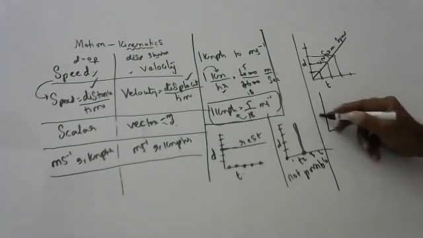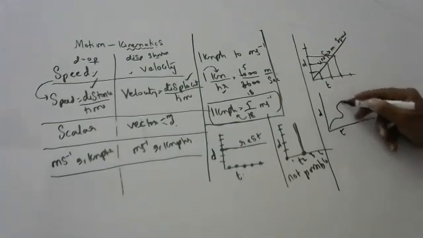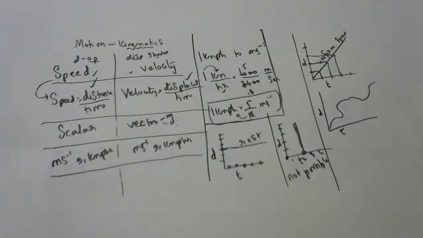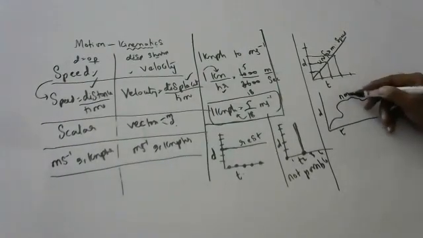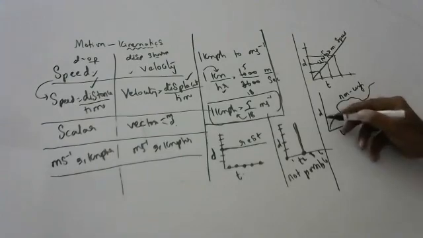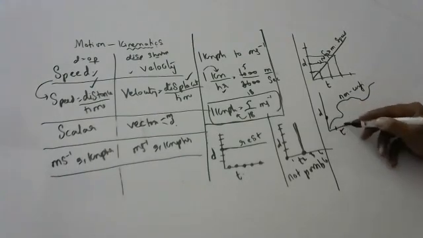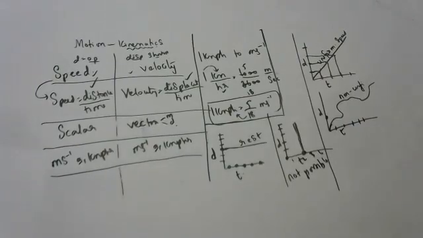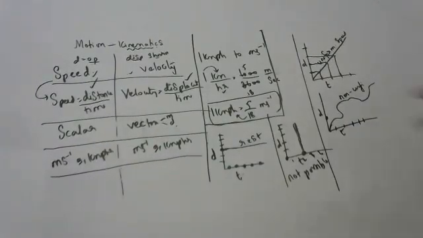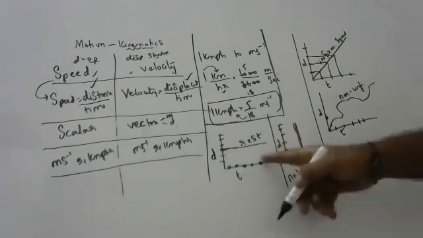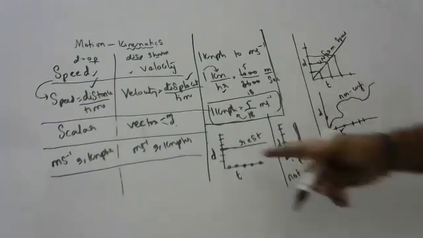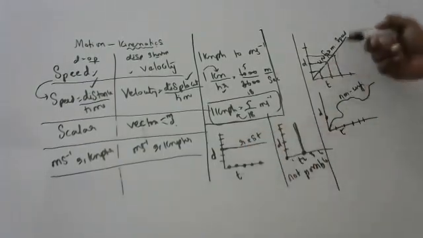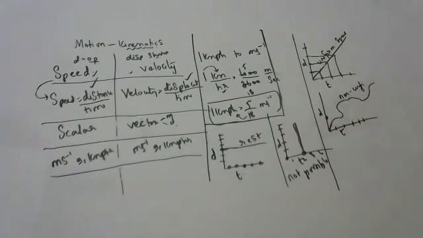Suppose I draw like this. This is called non-uniform motion, non-uniform speed. It means the body is covering different distances in equal time intervals. This is called non-uniform speed. So these are the 4 distance-time graphs. This indicates rest. This is not possible. This is uniform speed. This is non-uniform speed.